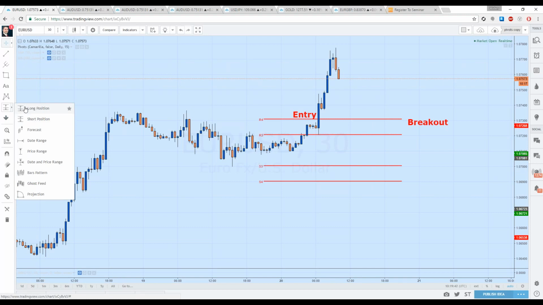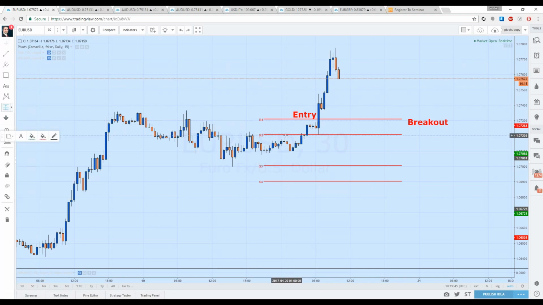In this example, traders may set initial risk back underneath the R3 pivot.